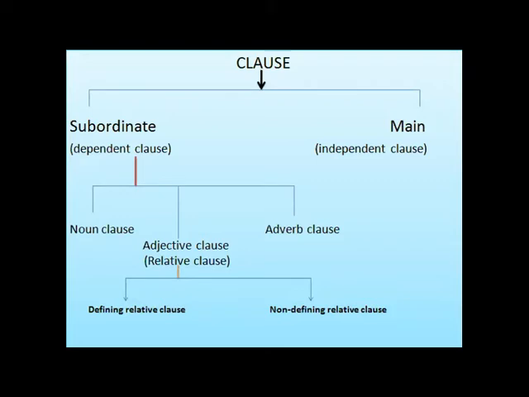Next, the subordinate clause is divided into three types. They are the noun clause, the adjective clause, which is also called the relative clause, and the adverb or adverbial clause. Again, the adjective clause is divided into two types. One is the defining relative clause, and the second is the non-defining relative clause. This topic is given in your textbook.